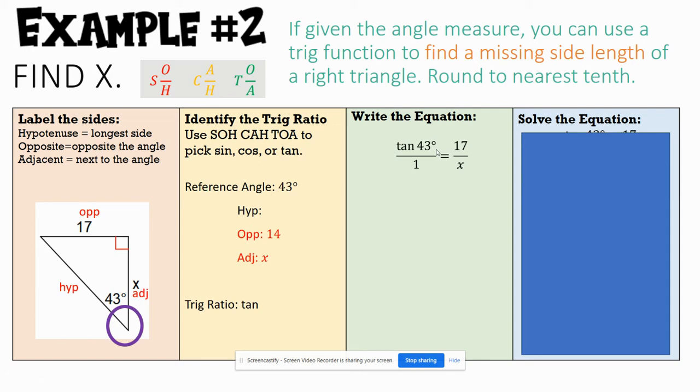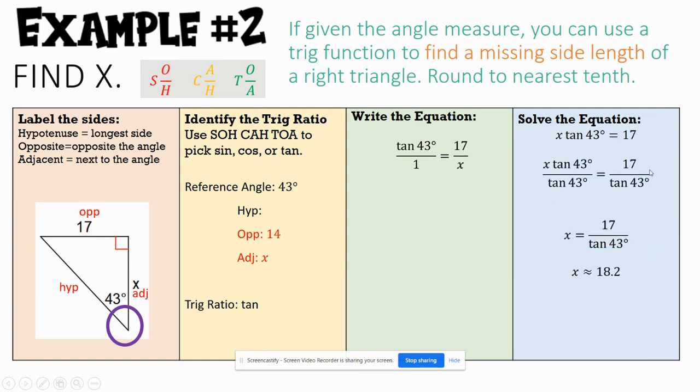You happen to have a proportion. So to solve it, you'll use your cross product property. You'll multiply across 17 times 1. Set it equal to what you get when you multiply across in the other direction. So x times the tangent of 43 degrees.